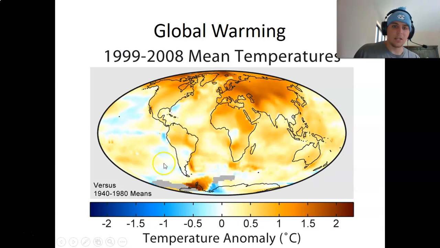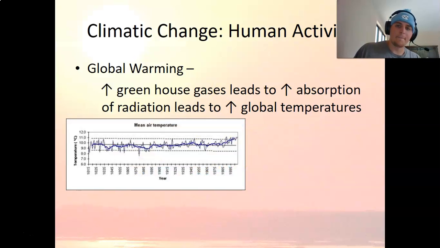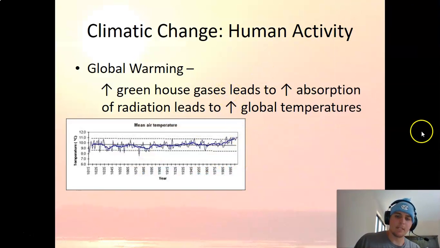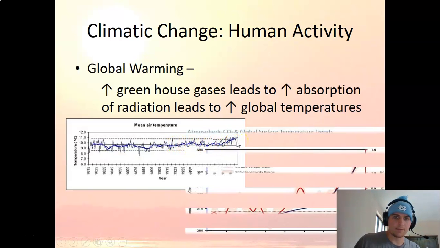Okay, so you can see the temperatures from 1999 to 2008. It was about 10 years ago. Okay. So, this graph here just shows that global warming, a rise in greenhouse gases, leads to a rise in absorption of radiation or heat, which leads to a rise in global temperatures. So the mean air temperature for the past 200 years has been slowly but steadily rising.